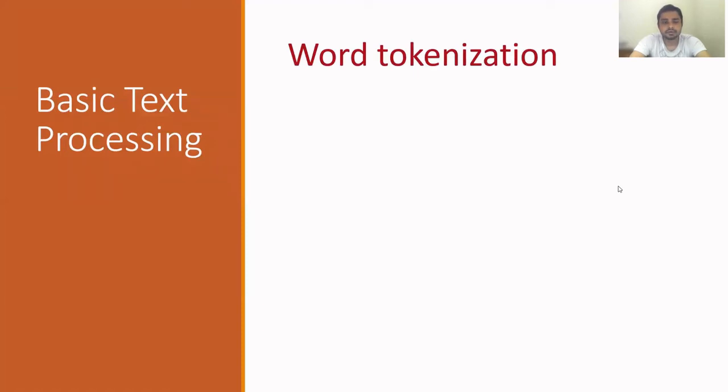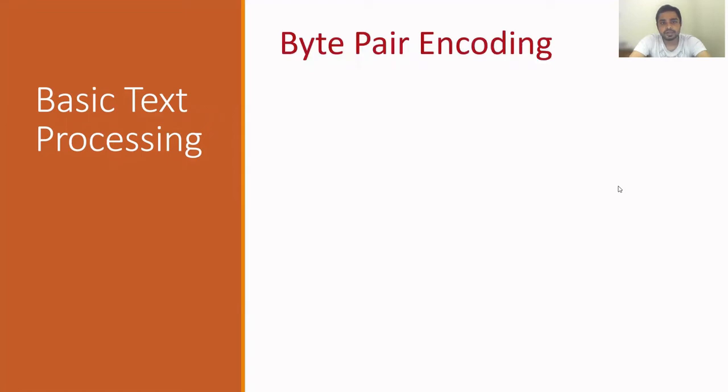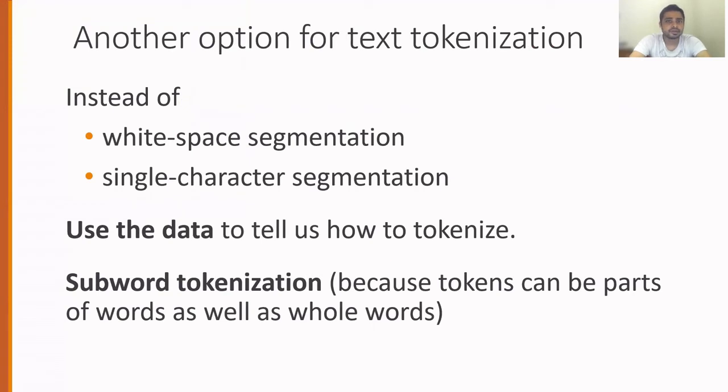Word tokenization is an important step in text normalization. Here we introduced some common baseline methods, space-based and character-based tokenization. In this lecture, we introduce the byte pair encoding, or BPE, algorithm, that uses corpus statistics to decide how to segment a text into tokens. Another option for text tokenization, instead of using white space or single character tokenization, is to use the data to tell us how to tokenize. This is subword tokenization, because tokens can be parts of words as well as whole words.